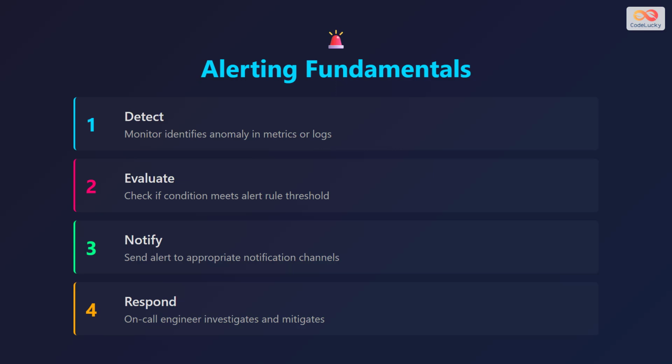The alerting process follows 4 steps. First, detect. Your monitoring system identifies an anomaly in metrics or logs. Second, evaluate. The system checks if the condition meets the alert rule threshold. Third, notify. An alert is sent to the appropriate notification channels. Fourth, respond. An on-call engineer investigates the issue and works to mitigate it.